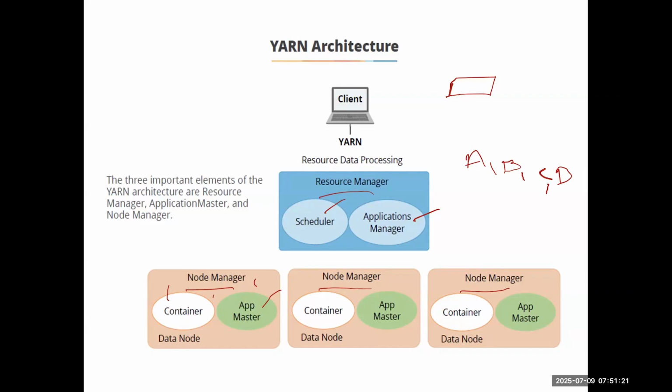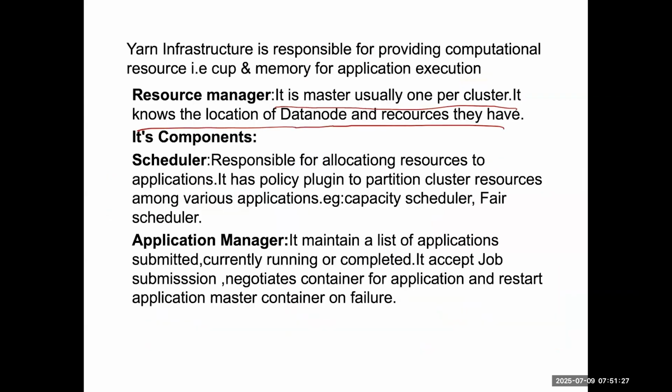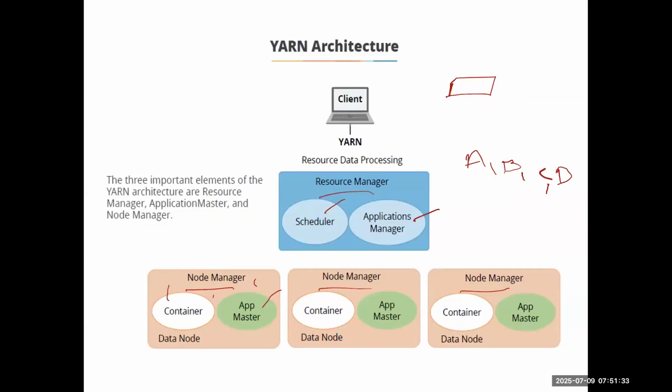The application manager's responsibility is to know what resources are available, and it maintains the list of submitted applications. Let's suppose you have four jobs here, and A and B are running. Who will keep a check of that? The application manager is keeping a check of that: okay, my two jobs A and B are running.